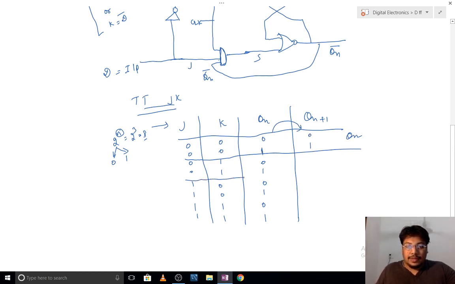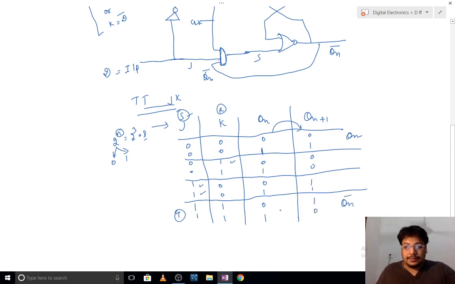This portion will be acting as reset because k is acting as r and j is acting as s. So if k is 1, it will be resetting. This portion will act as set because j is 1 and set is here. So this will be 1, 1, and this will be toggle because j and k are 1, 1. So it will be 1, 0 or qn bar.